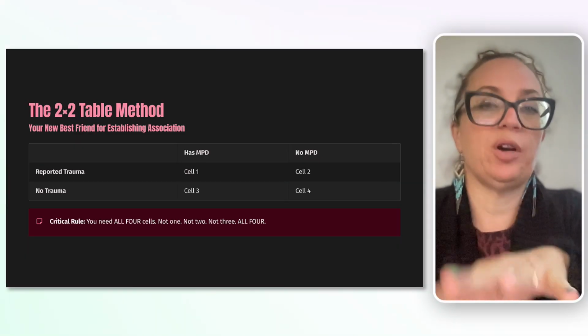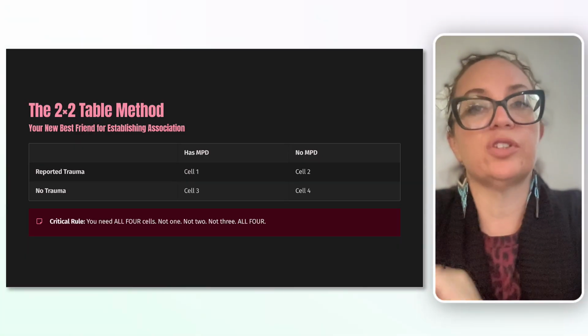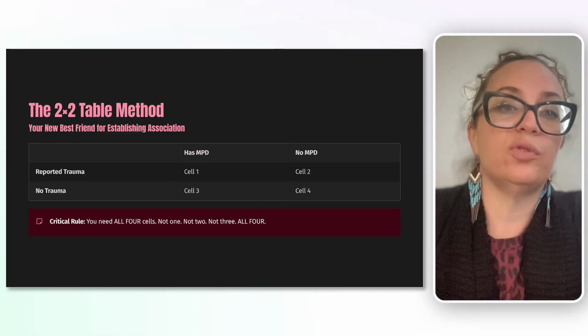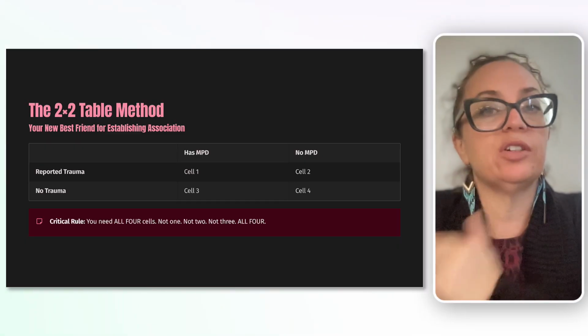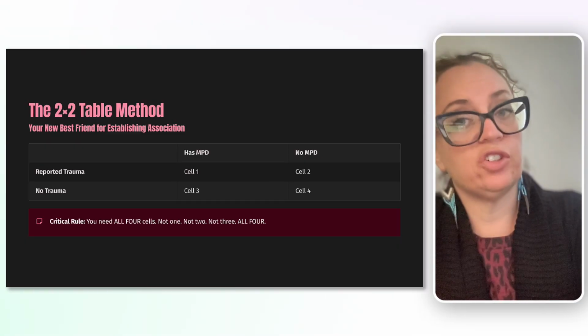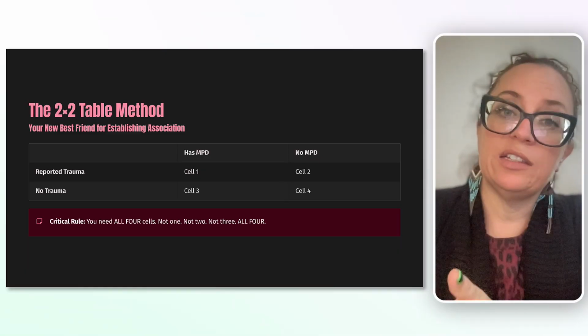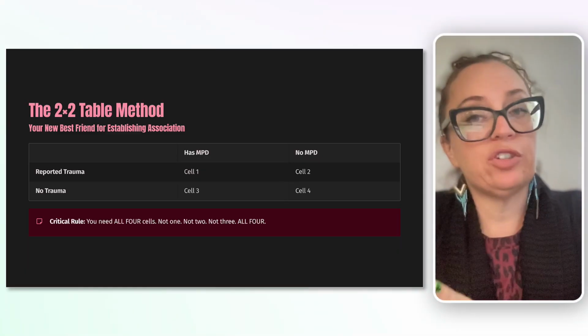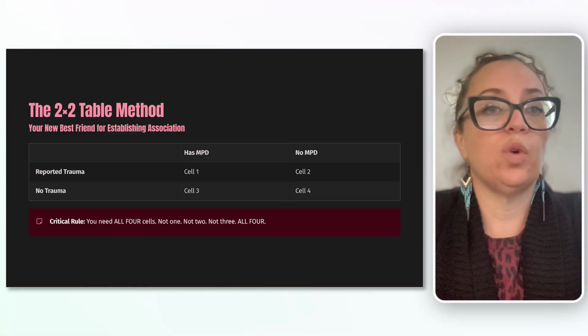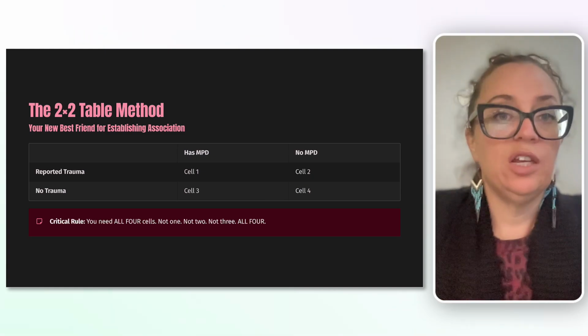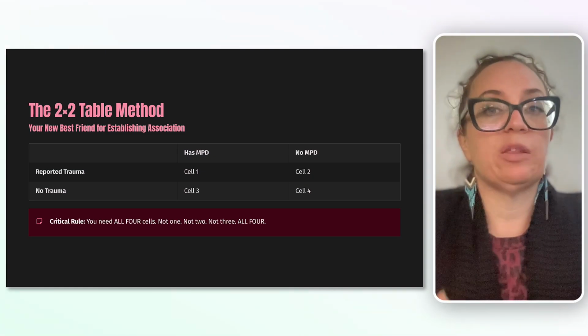So here's the critical part, so listen carefully. You need all four cells, not one, not two, not three, all four. Without all four, you literally cannot determine if an association exists. And yet, most people, including some professionals, draw conclusions based on just one cell, usually on cell 1. So let me show you how this works mathematically.